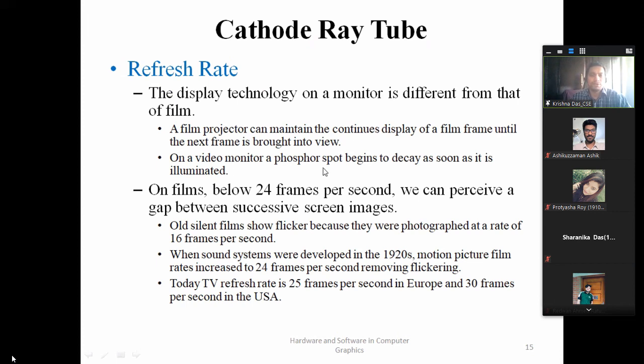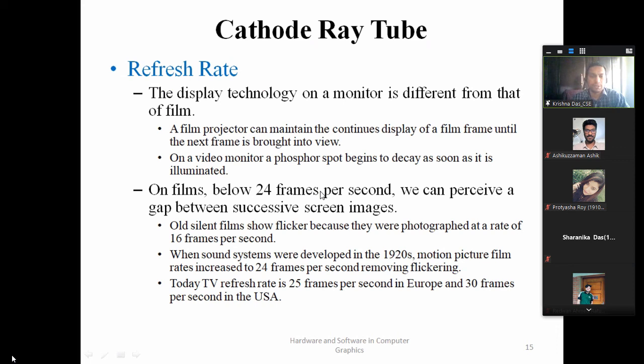On a video monitor, a phosphor spot begins to decay as soon as it is illuminated. That is why we need to redisplay. Especially in films, below 24 frames per second, we can perceive a gap between successive screen images. So a film captured with a camera has more than 24 frames. 24 frames is the lowest level. If it goes lower than 24, then we can see a gap.